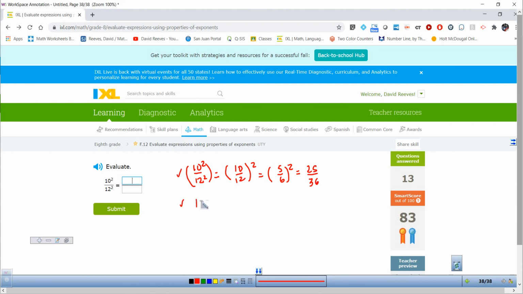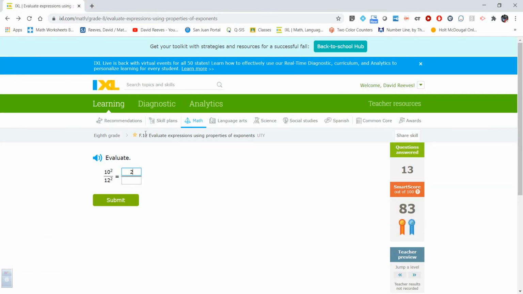The other way would be to say, okay, well, 10 squared is 100, and 12 squared is 144. Then I could say, well, what do I know that goes into both of those? I can divide them both by 4, and 100 divided by 4 is 25, and 144 divided by 4 is 36. Here, let me write divide by 4, divide by 4. So either way, we get 25 over 36.